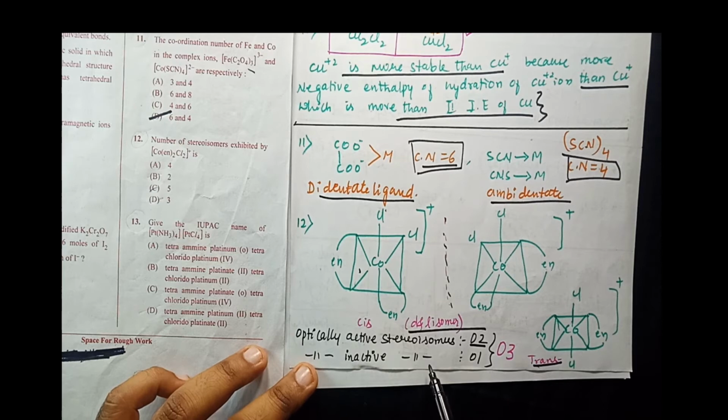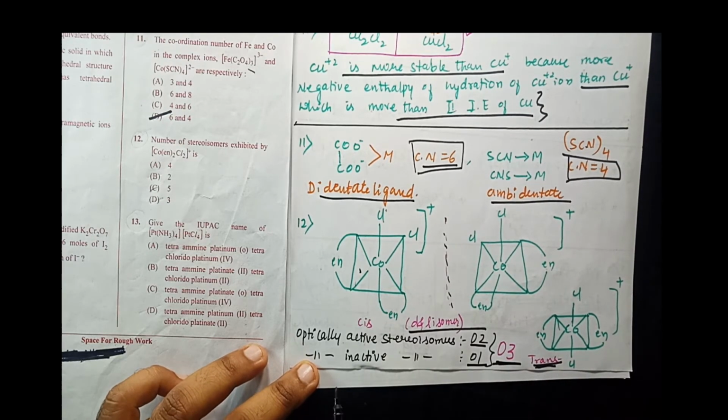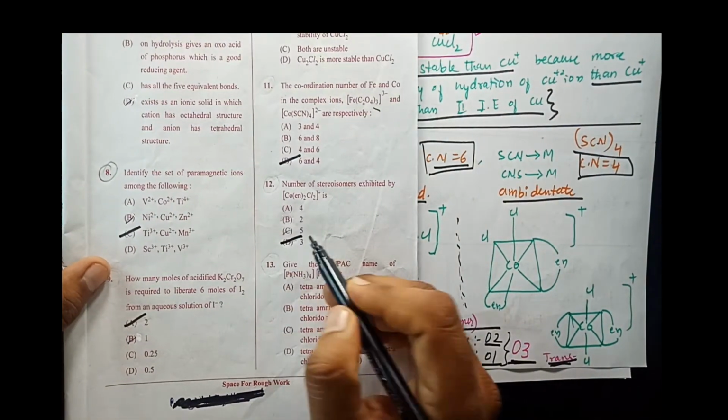So the optically inactive stereoisomer is one, that is a trans isomer. Totally 3 isomers are possible for this compound. So option D is the right answer.